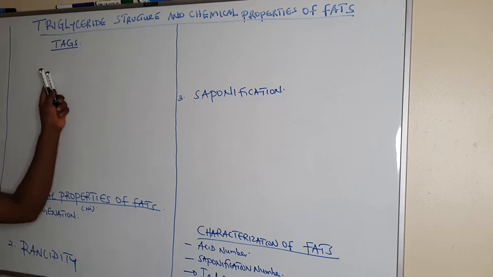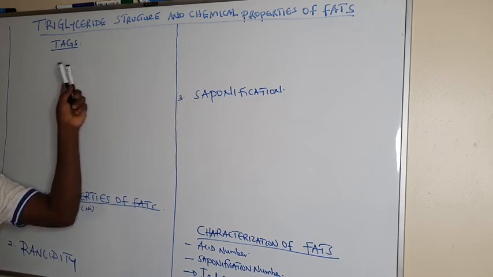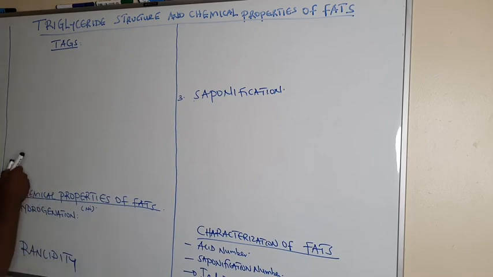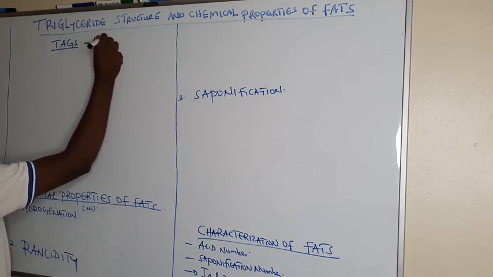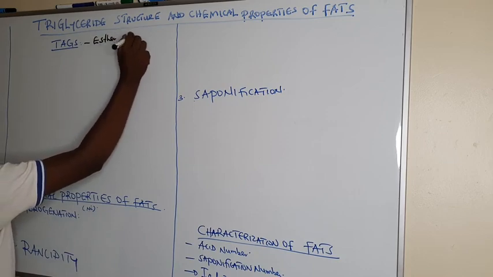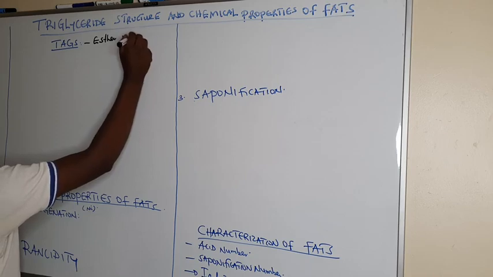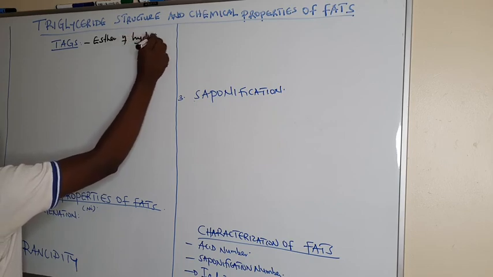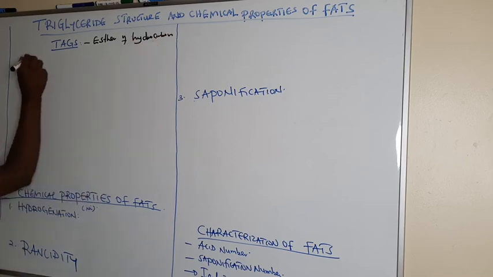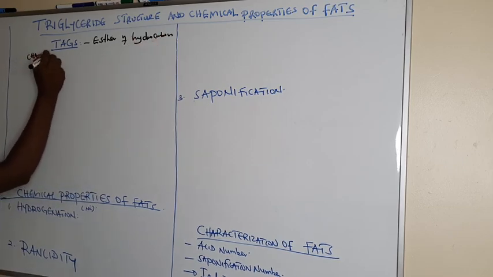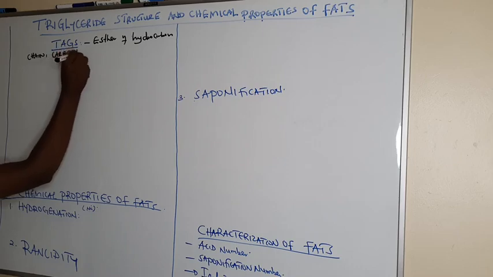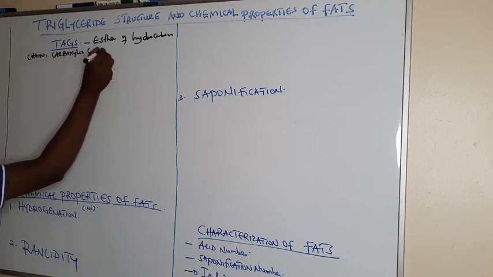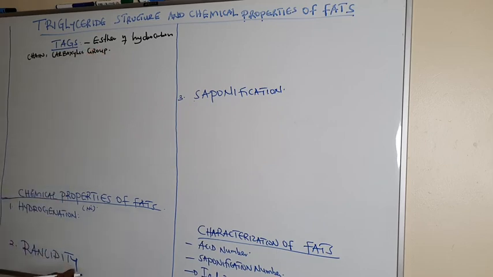So triglycerides, which we can call triacylglycerol, this is an ester. It is an ester of a hydrocarbon chain, and this hydrocarbon chain has the carboxyl group, the carboxylic group, on the terminal.